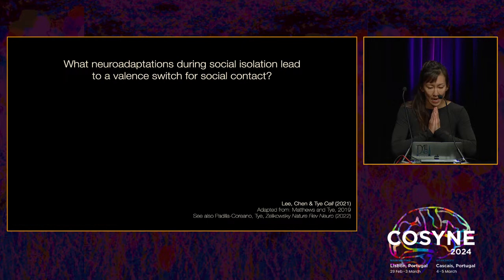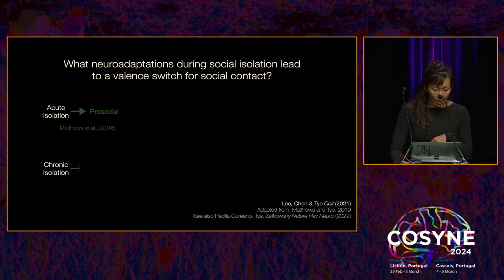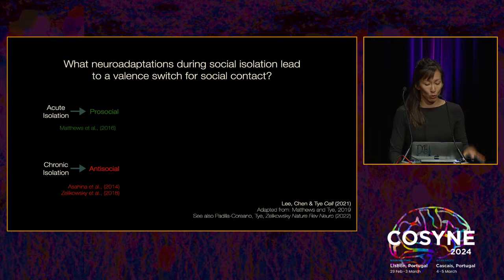So when we came into this field, it seemed really confusing, and we wondered why it is that after acute social isolation, organisms display a pro-social response, an increase in affiliative behavior when reintroduced to their social group, but after chronic social isolation, when reintroduced to the social group, animals display aggression, territorial behavior, avoidance, antisocial behavior. This was really a curious situation in the literature. How is it possible that you could do the same manipulation, social isolation, and the same stimulus, reintroduction to the social group, and get opposite valences across different time courses?